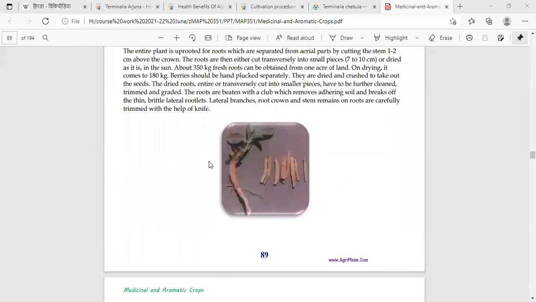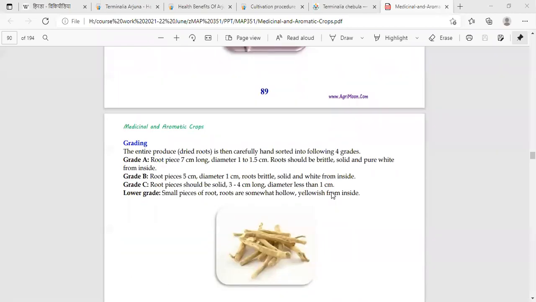So this is the typical root of the ashwagandha plant. Afterwards, the grading takes place. The entire produce, the dried roots, is then carefully hand sorted into the following 4 grades. So these are the 4 grades: Grade A, B, C, and the lower grade.